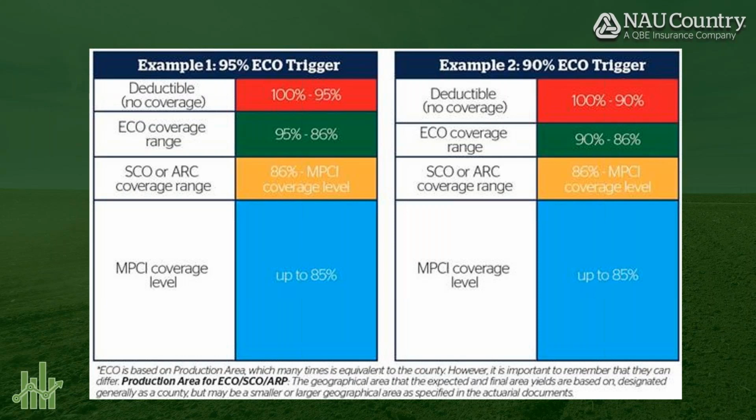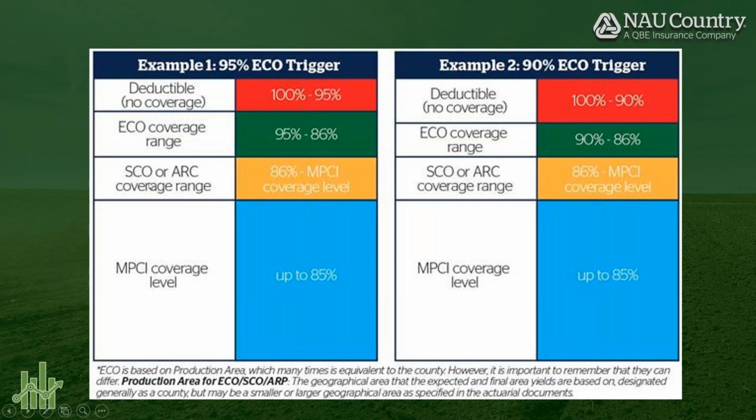Whatever level you buy, that protects your bushels on your farm. The next level is SCO. The supplemental coverage would start at your level of protection and go from there up to 86%. So I'm covering that next band of county level on top of your individual. It does mention here that I can only do SCO or ARC.